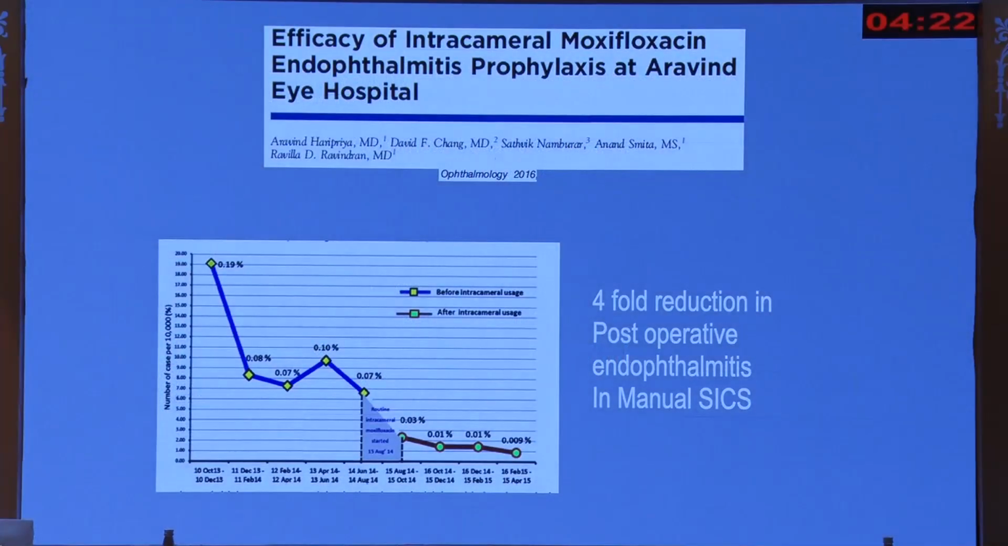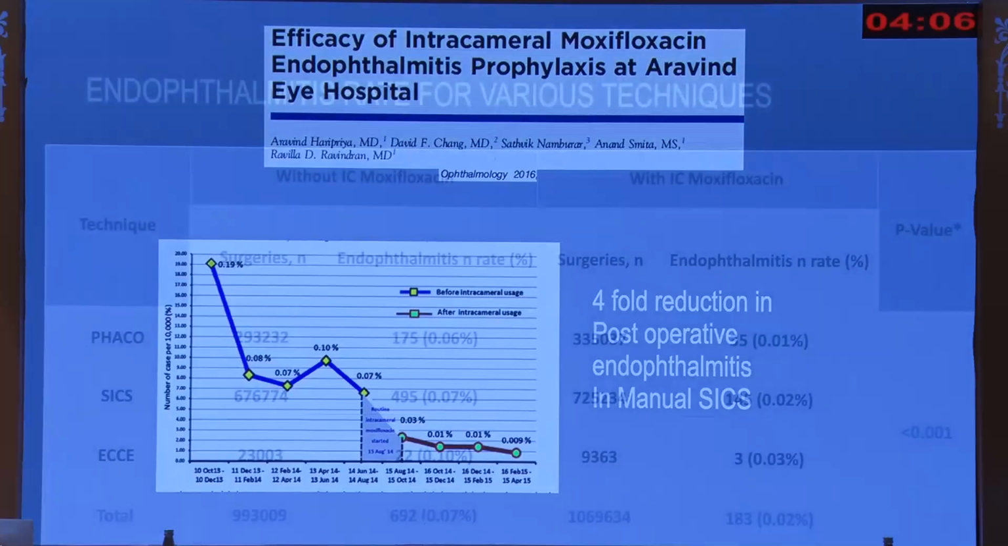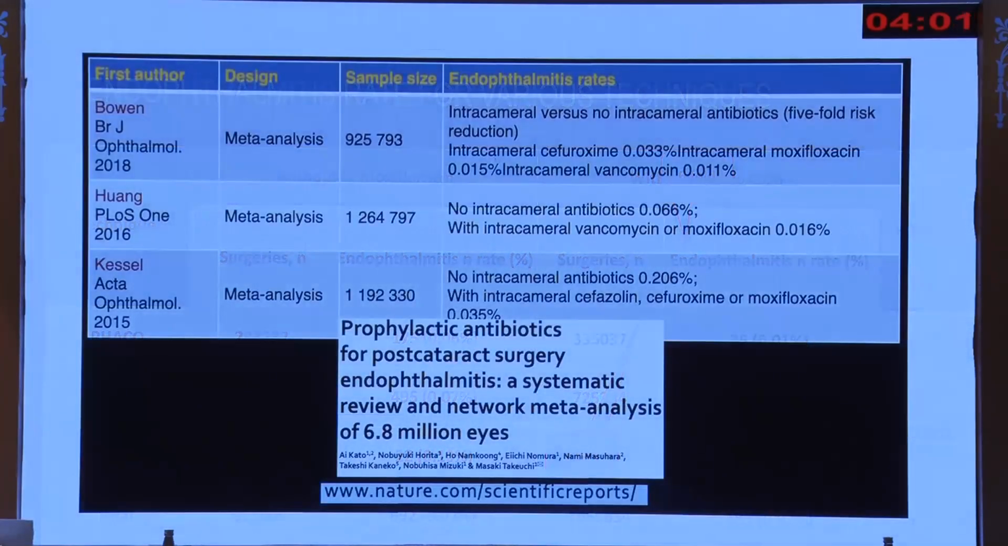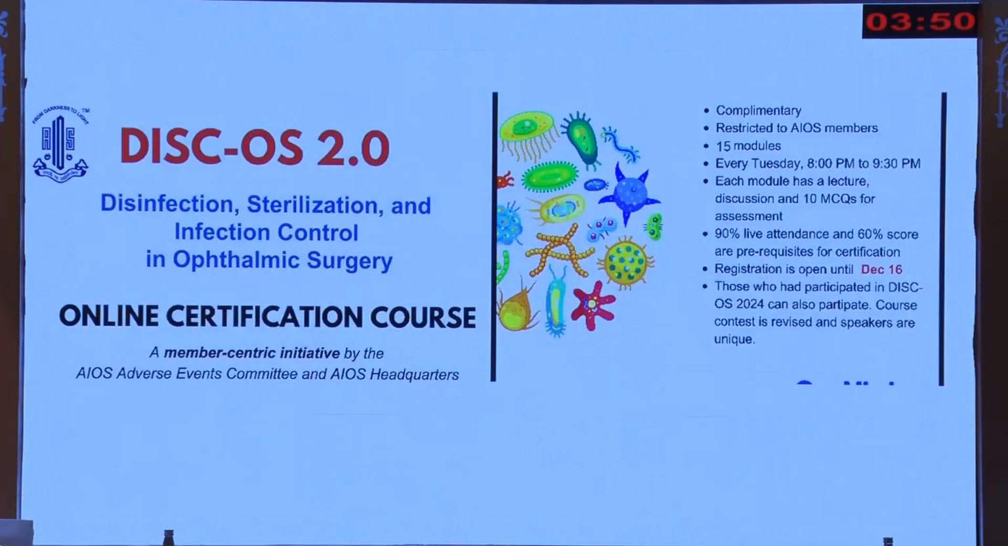And again, on the efficacy of intracameral moxifloxacin, this was the world's highest sample size study. It shows that in SICS there was a 4-fold reduction in the post-operative endophthalmitis rate, and 6 times reduction in phaco. Now coming to the meta-analysis, which are the highest order of evidence in the academic field. Again, all these prove that post-cataract surgery, moxifloxacin works very well.